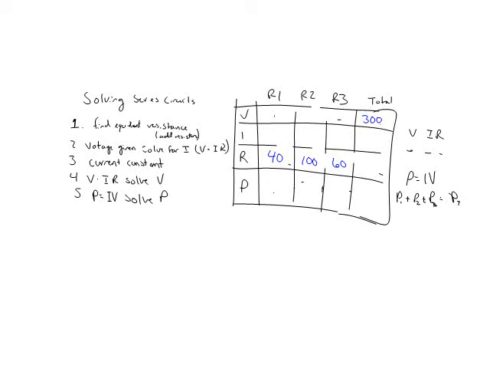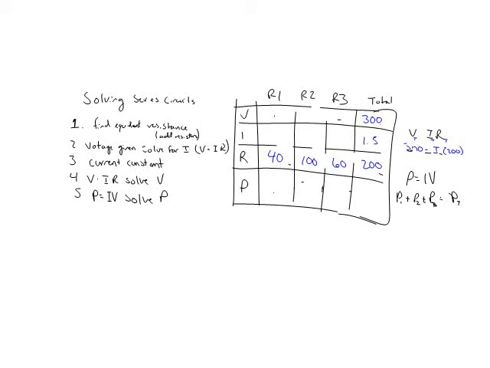So, because it's in series, we're going to add them up. So what's our total resistance? 200. What's the next step? Calculate I. So we use V equals IR of just the total. So total V equals total I times total R. So we're going to have 300 equals I times 200. So 300 over 200 is 1.5.